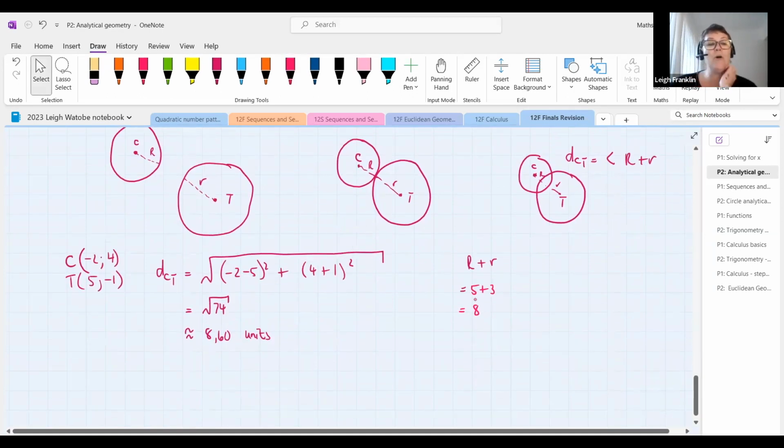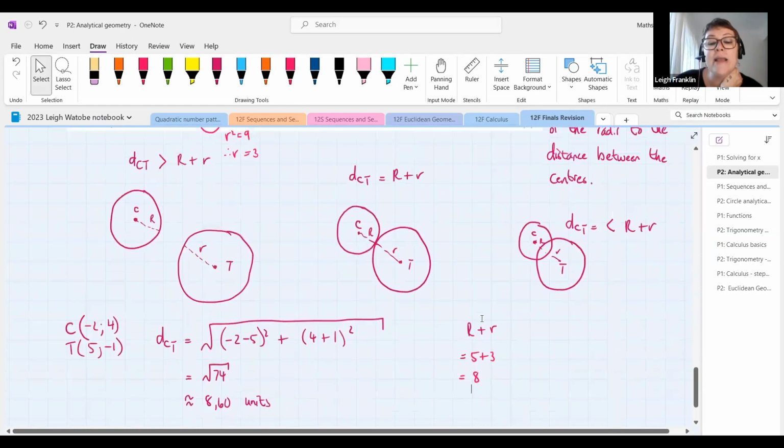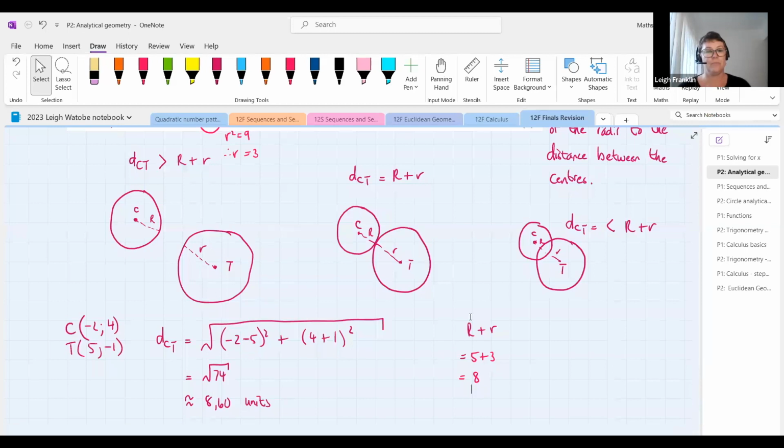So now I'm going to make my comparison. The distance between the centers is 8.6 units. The sum of the radii is 8. So do the circles intersect? Are they tangents? Do they intersect more than once, or do they not touch each other at all? What would you say under these circumstances? They don't. They don't intersect.